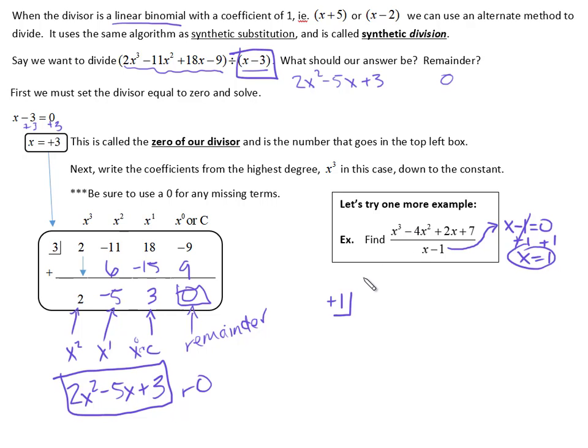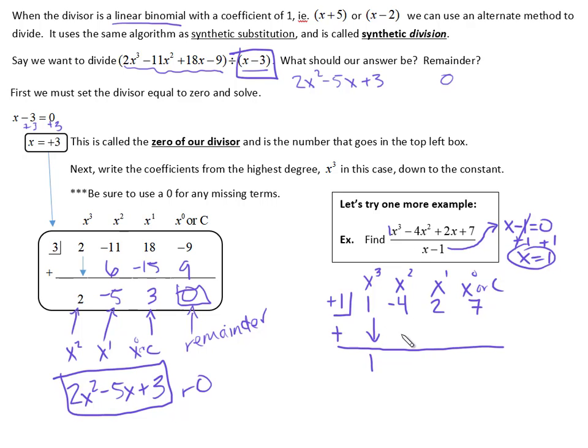Okay, so x cubed is my highest degree. We'll set up a placeholder for x cubed, x squared, x to the first, all the way down to x to the 0, aka our constant. And we'll write in our coefficients. We've got a 1 x cubed, negative 4 x squared, positive 2x, and positive 7. We'll leave one line of space and put our plus sign, and then drop down our first coefficient.